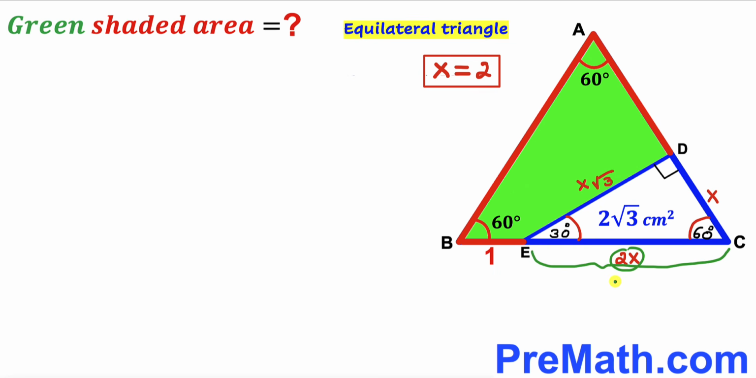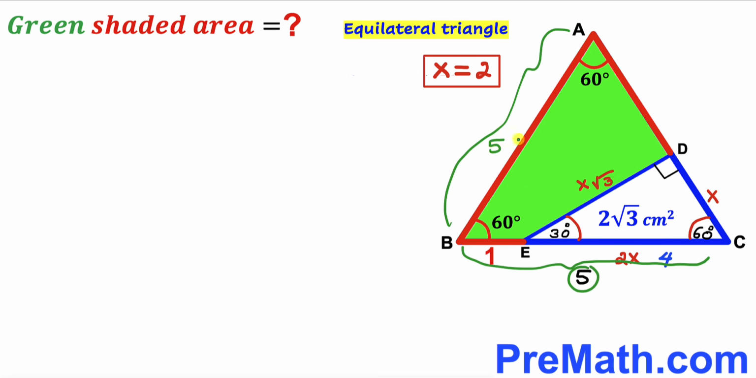So our x value turns out to be 2, and we know this segment CE length is 2 times x, and the x value is 2. So this is going to be 2 times 2 equals 4. So therefore this whole side BC length is going to be 4 plus 1, which gives us 5 units. And since we are dealing with this triangle ABC as an equilateral, if this side length is 5 centimeters, then this side length has got to be 5 centimeters, and likewise this side length is going to be 5 centimeters as well.